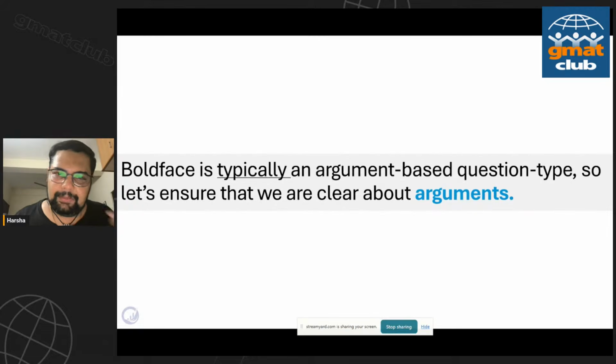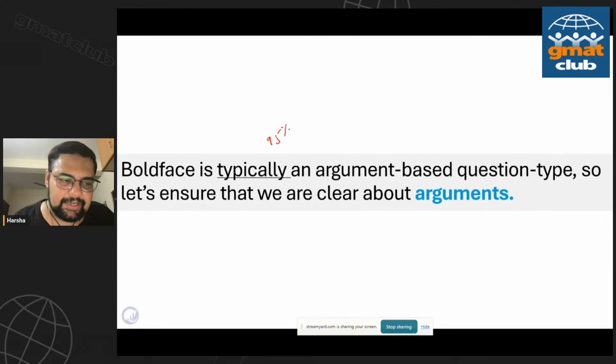Now, if I talk about boldface in general, and I mean like 95% of the time, boldface is an argument-based question type. There's a small, 5% perhaps where you'll get a scenario where it's not really an argument, but that's very rare. Pretty much 95% of the time, boldface means it's an argument-based question.